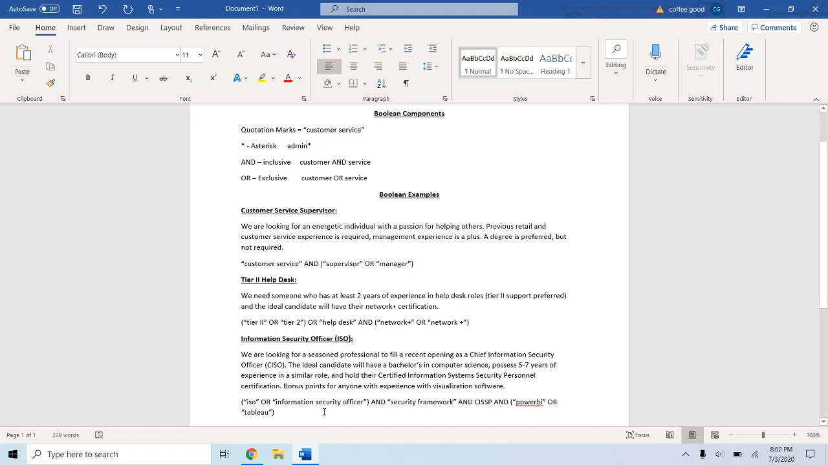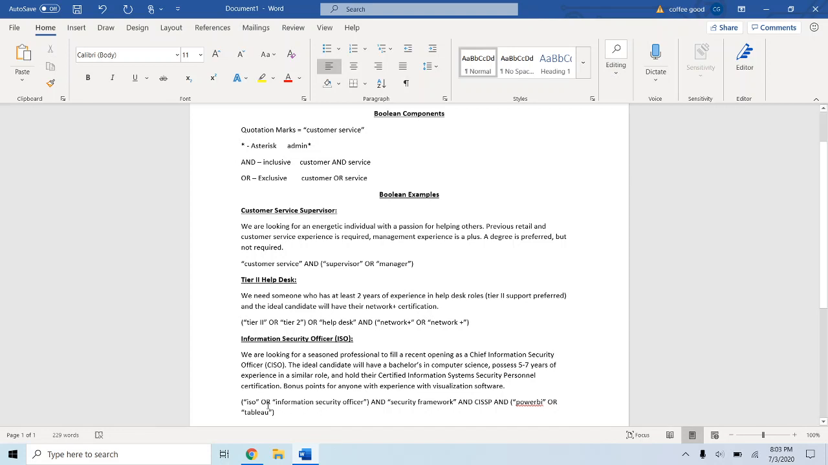So the last example, going with something a little bit trickier, information security officer. We're looking for a seasoned professional to fill an opening as a chief information security officer. This individual is going to have a bachelor's in computer science, 5 to 7 years of experience, and hold their CISSP certification. Bonus points if they have experience with visualization software. So we know from work that we've done that could be Power BI or Tableau, could be other software as well, but we'll start with those.